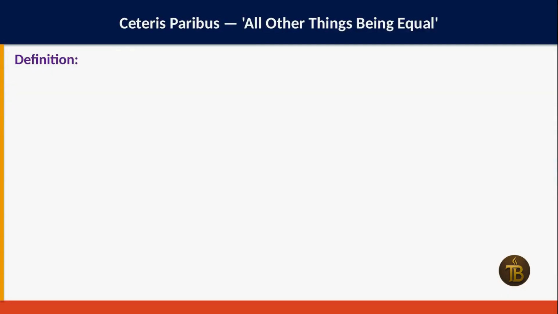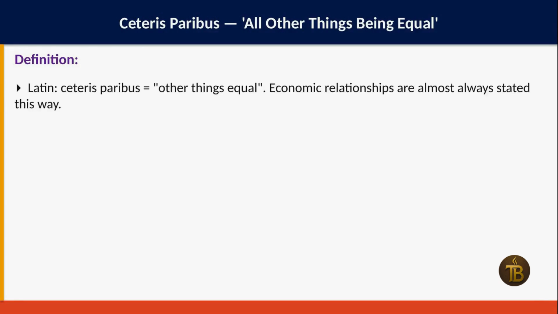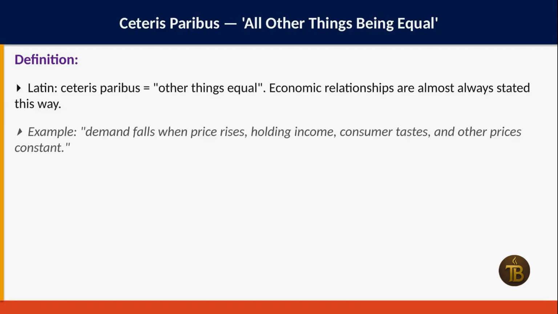This brings us to one of the most important phrases in economics, ceteris paribus. It's Latin for other things equal, and economic relationships are almost always implicitly stated this way. For example, when we say demand falls as price rises, what we really mean is holding income, consumer tastes, and all other prices constant. So how do we actually achieve ceteris paribus inside an econometric model?